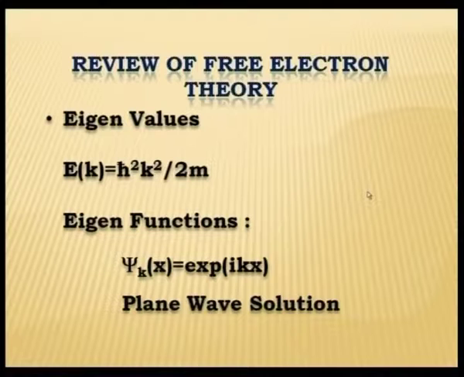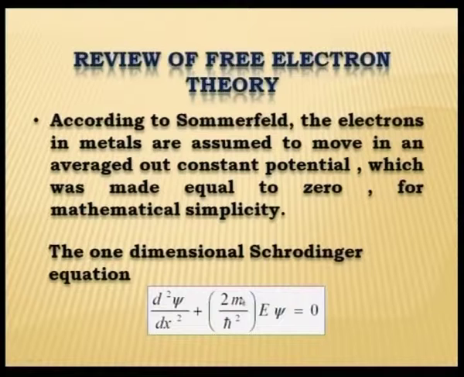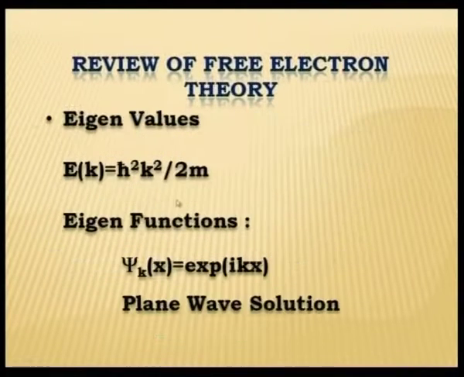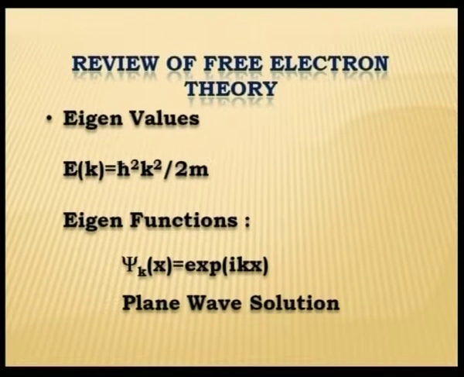Now, what about the energy eigenvalues? What do energy eigenvalues mean for this problem? They are the energies the electrons can assume, given by ħ²k²/2m. You know very well that 2mE/ħ² becomes equal to k², so d²ψ/dx² + k²ψ = 0. So, the energy will be E_k = ħ²k²/2m.